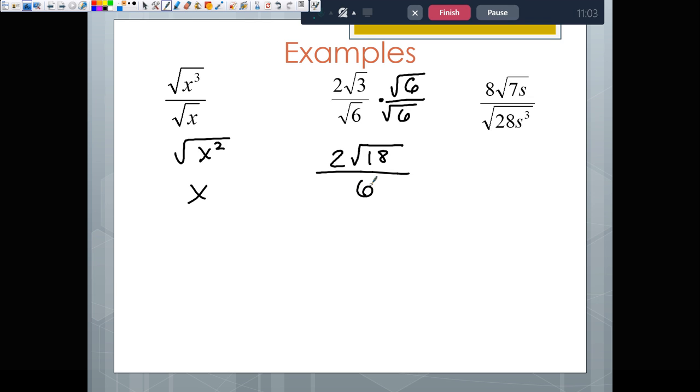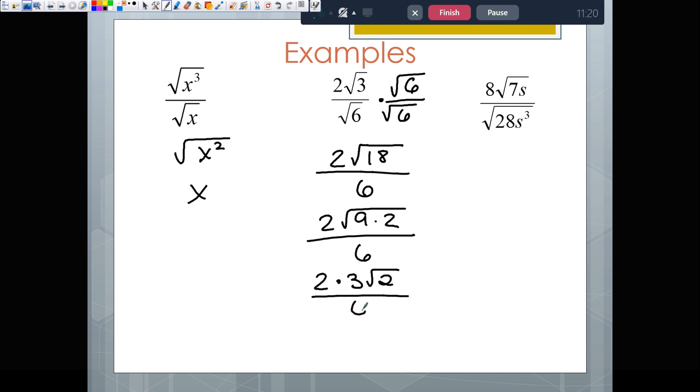Okay? So now I can break apart 18, right, to 9 and 2. And what is the square root of 9? 3. And 2 times 3 is 6. And then we have 6 over 6, which cancels out. And then we're left with the square root of 2.